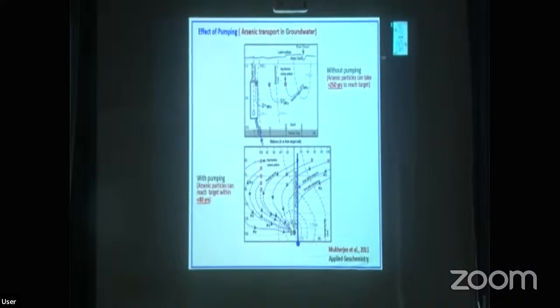So a well that is installed today and is safe from arsenic, if pumping is going on not just in that well but in the surroundings for irrigation purposes, the arsenic which was not there can come there in 5 years.